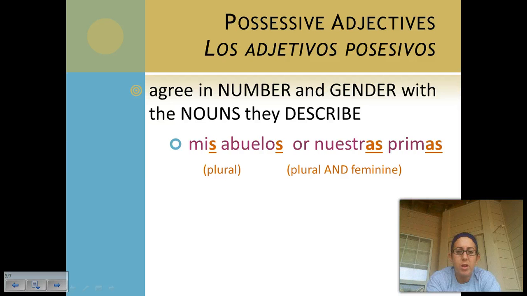They also agree in number and gender with the nouns they describe. So, for example, mis abuelos is plural, and nuestras primas, our cousins, is plural and feminine. So we have to make that agreement all the way through. But notice nuestros and vuestros are the only two that have to agree in gender as well as number.